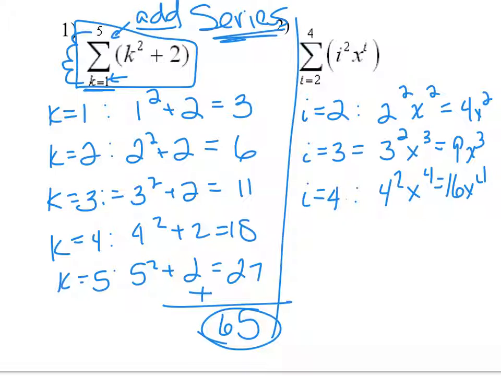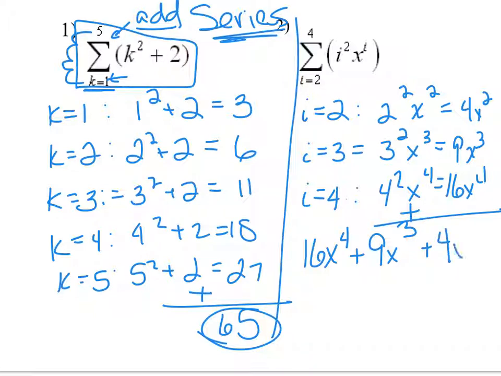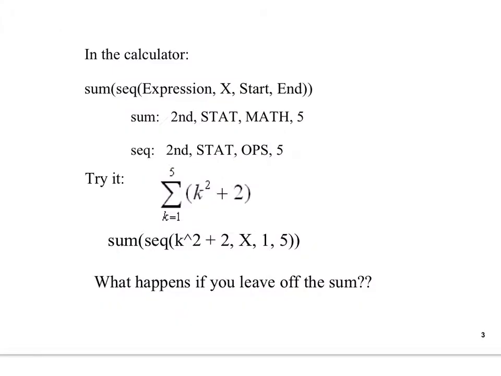Right, this is each element of the sequence. Now to do the series, we have to add them all up, and none of these are like terms, so it's just 16x to the 4th plus 9x cubed plus 4x squared. That's all you can do. So we can do these in the calculator. You can't do it if you've got an x. It won't do that for you.